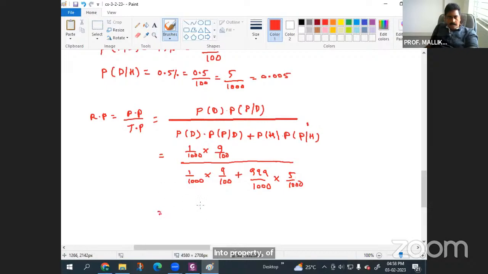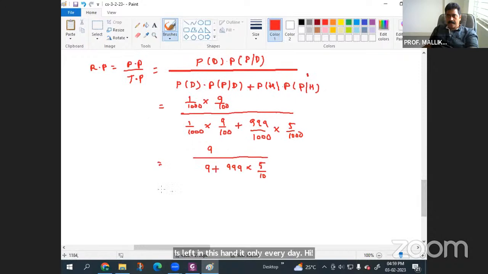Now I will take 1 by 1000 and 1 by 100 common. 99 is left here. Here 999 is left. In this, from the 100, 5 by 10 is left. Do the LCM. You will get 99 by 99 plus 999 into 5. Can you calculate, simplify and let me know what answer you got?